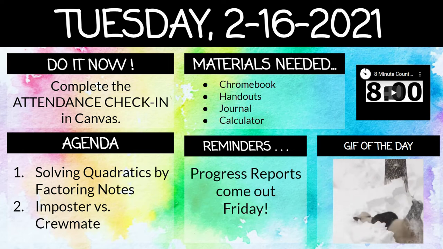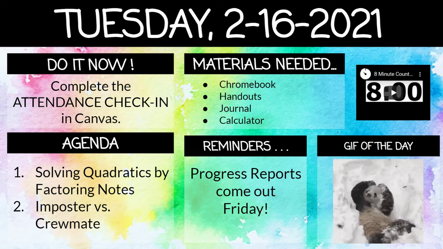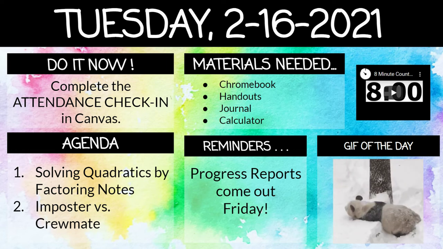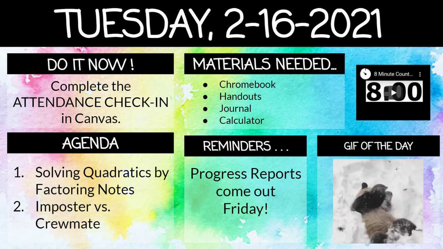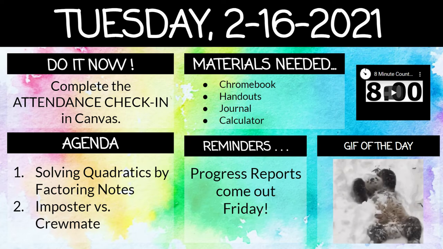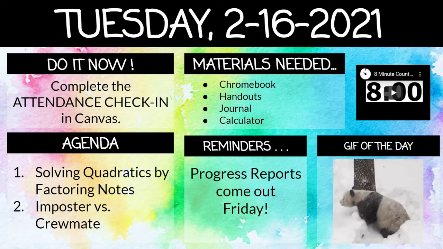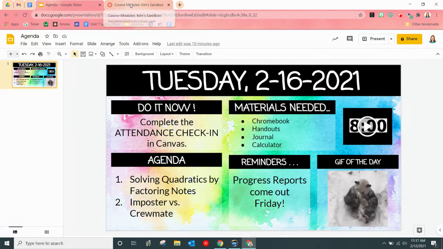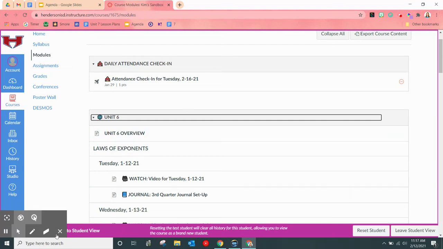So a reminder, progress reports come out this Friday. So this is the 6-week progress report. This is the big one. This is the one where if you're not passing all of your classes, you cannot participate in any UIL event. So make sure you get your grades in and everything turned in by this Friday at 3:30 because that's the big deadline.